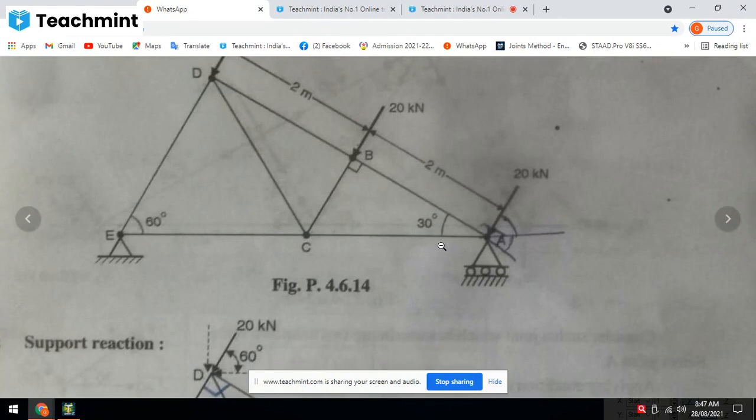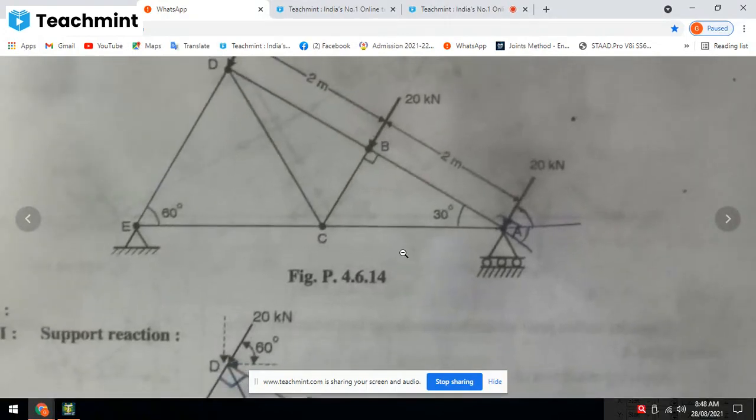Then BC is equal to how much? 2 into sine of 30. It is 1 meter. So BC is 1 meter. DE will get 2 meter. AC is 1.73, so EC will be the same, 1.73. Right? So we got the values: 2 meter, 2 meter, 1.73, 1.73.